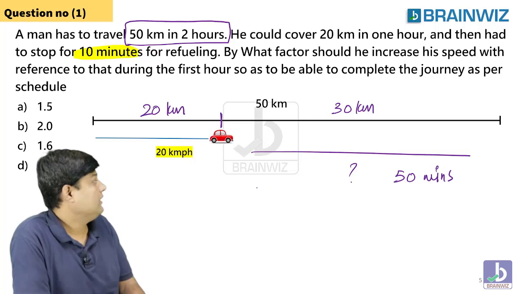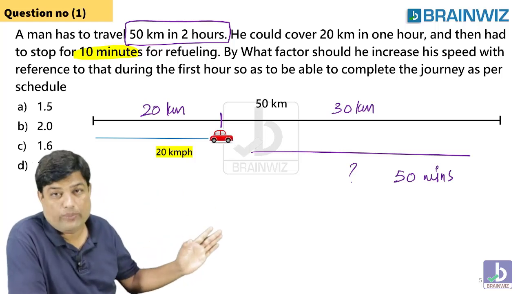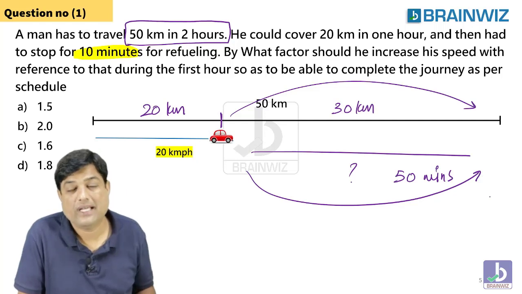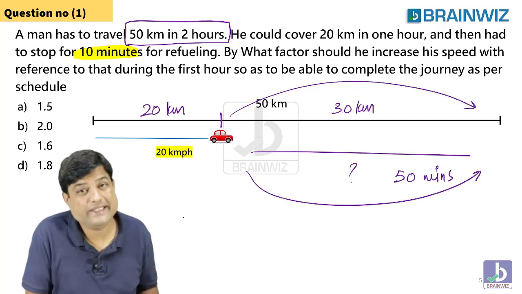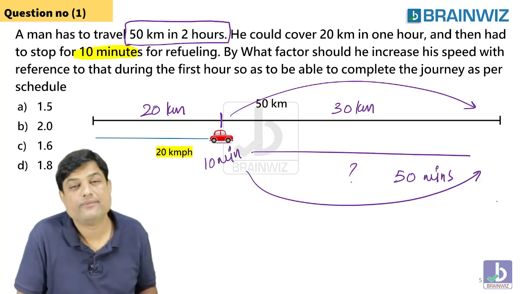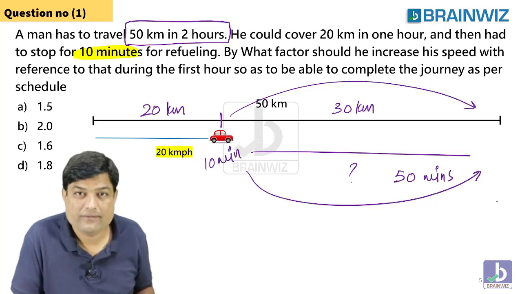So what is the question? The rest of the 30 kilometers, he is not supposed to travel in 1 hour. He has to travel in 50 minutes. How 50 minutes? Because overall 60 minutes are left, and 10 minutes he has taken in refueling the vehicle.